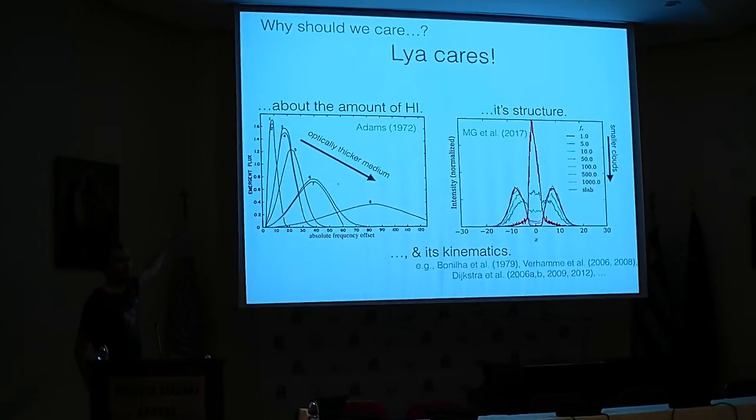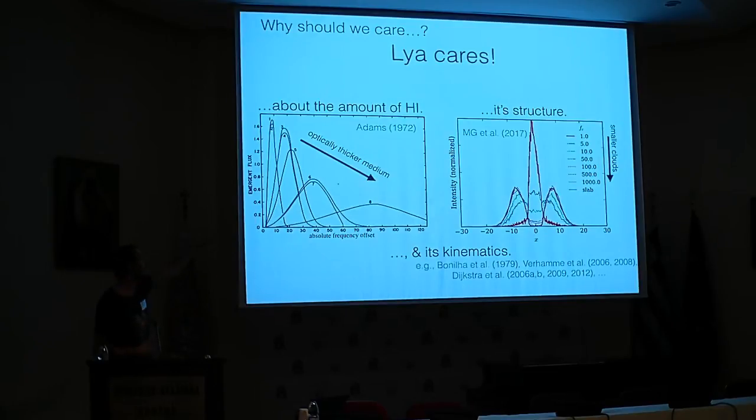To the left, if you change the column density, you change the spectrum. Or at the bottom, if you change the kinematics, you change the spectrum. But I just want to talk about this plot on the right, because that's something Anne didn't mention so much. If you also change the structure of your neutral gas, you also change the spectrum.